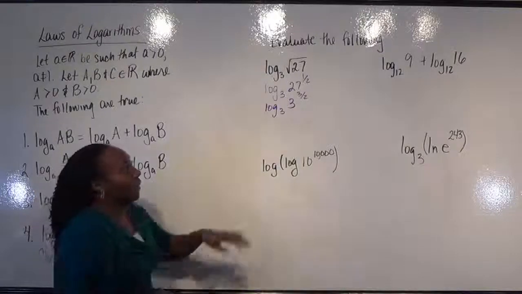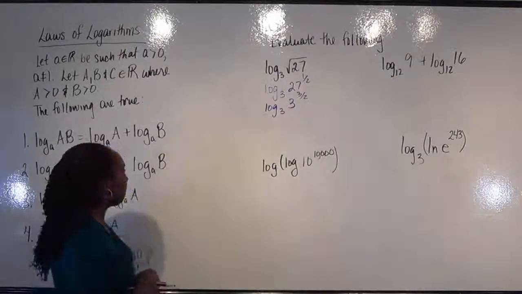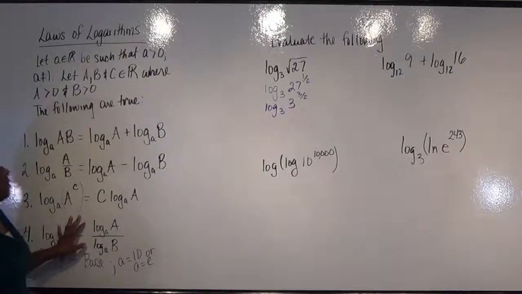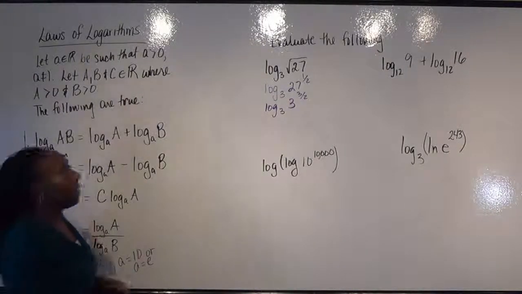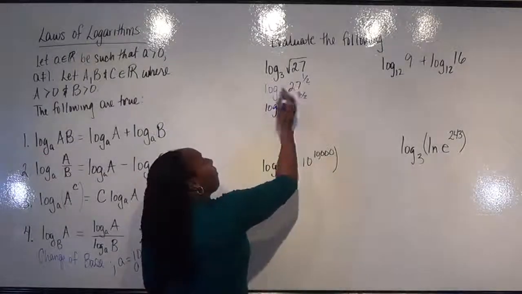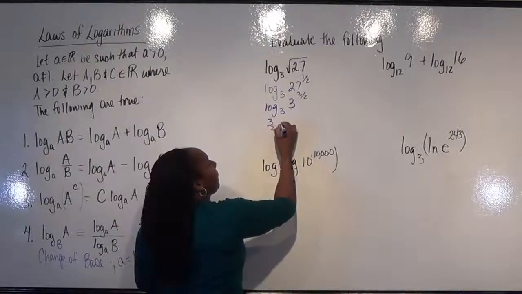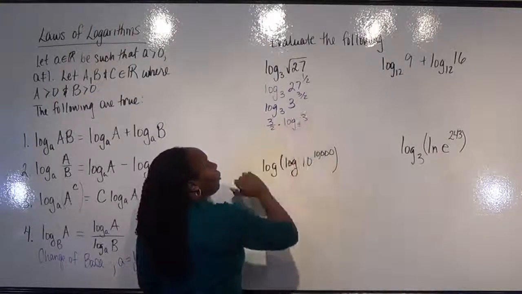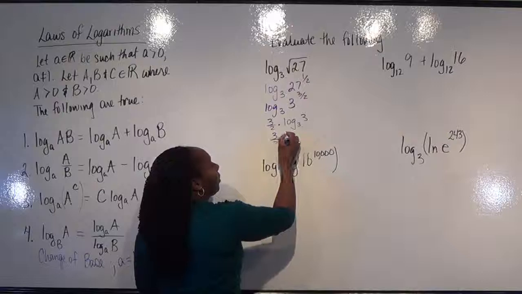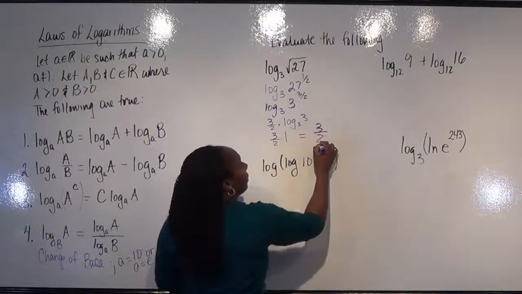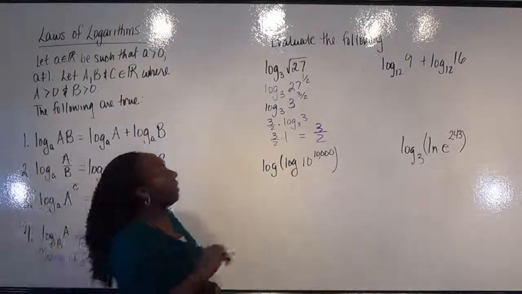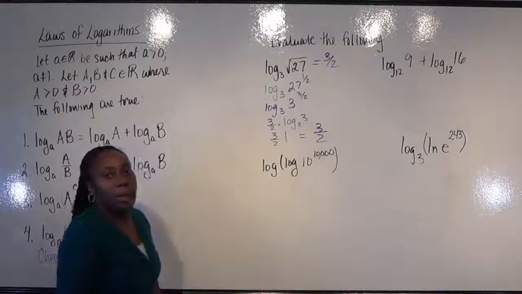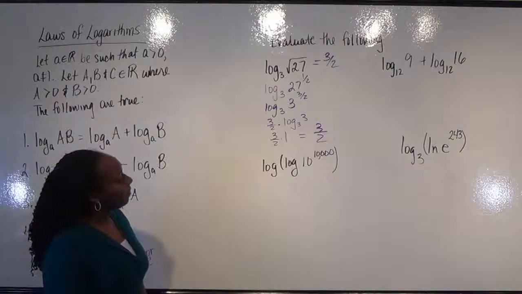And so this is where that property we talked about before, combined with our property 3 here, says that I can simplify this down. The 3/2 power will come down to the front. I'm going to multiply this by log base 3 of 3, which if you remember is just 1. So in this case, our log base 3 of the square root of 27 is just going to be 3/2.